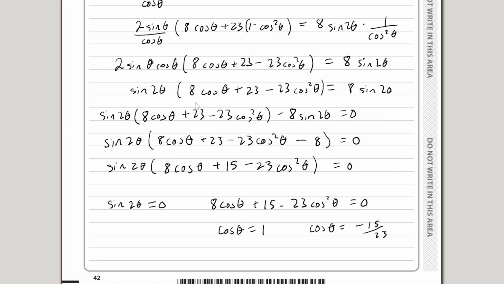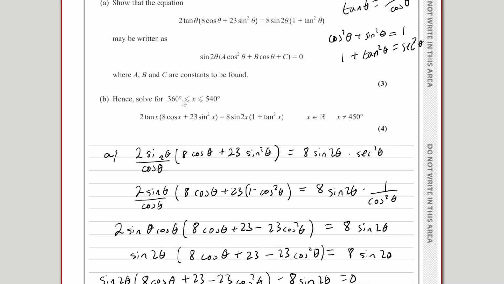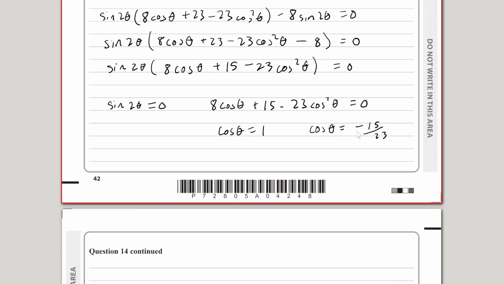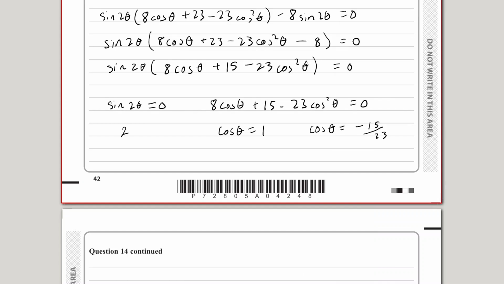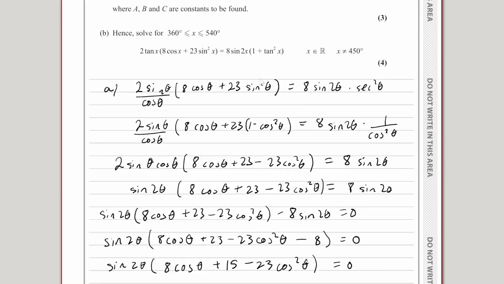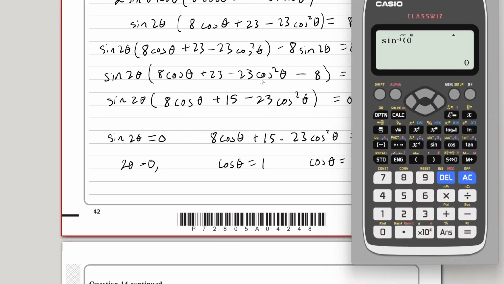So we're looking for all the solutions between 360 and 540, but not 450. So we'll start with the sine 2 theta. I'll store this as A. So shift sine 0 is 0. So 2 theta equals 0. To find the next answer with sine, are we in degrees or radians? We're in degrees. Let's make sure the calculator is in degrees. So it doesn't make a difference for sine 0, it's still going to be 0.